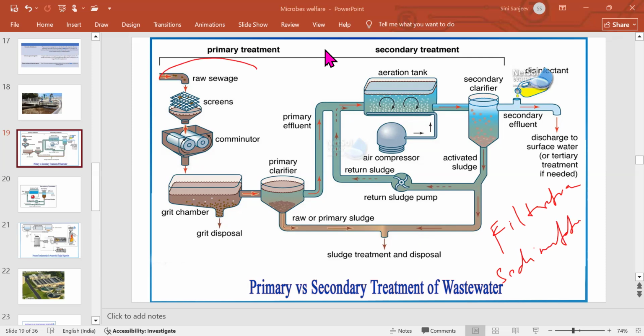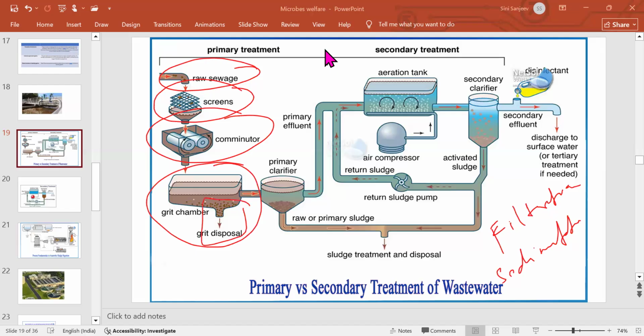So as you can see, raw sewage is put into the screens. Then we have the comminutor and then a grit chamber. Okay, so in the filtration, whatever floating debris is there will be removed first. That is the role of the filtration process. Whereas in sedimentation, the heavier particles will settle down. As you can see here, the grits settle down and are then removed. So you have a primary clarifier solution, which is nothing but your supernatant type solution.